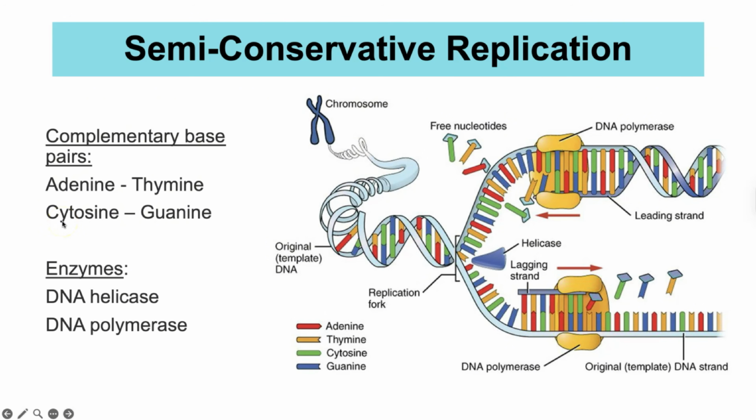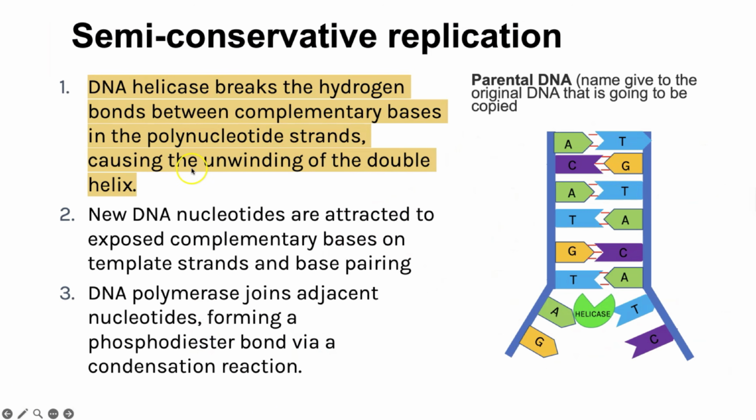So some key things then, before we go through the exact process. This is dependent on complementary base pairing. So again, just a reminder, it's adenine and thymine, cytosine and guanine, and there's two enzymes involved, DNA helicase and DNA polymerase, both of which you're commonly assessed on knowing what those enzymes do. So that's a key thing to make a note of here.